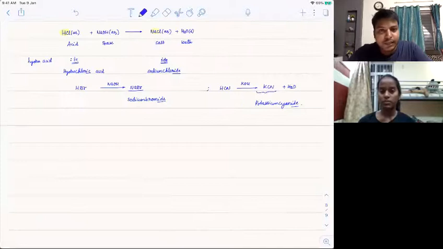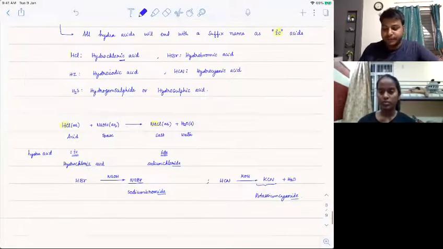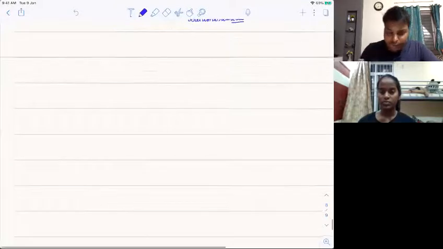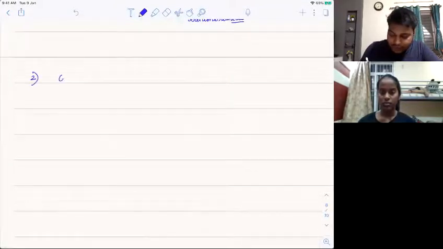Okay. You're getting this? So what are ic acids and what are ide salts? I hope you understood that fundamental. Now, the first type of acid is clear. Let us see the second type of acid, which is oxyacids.